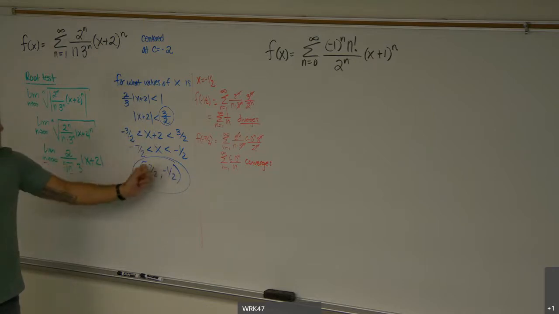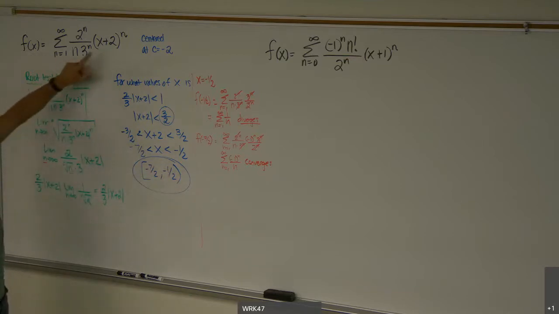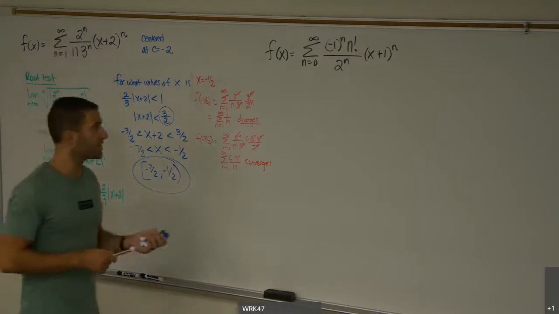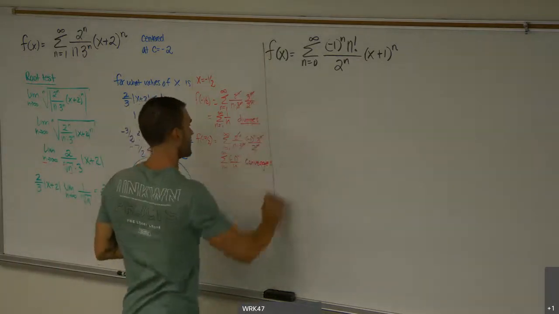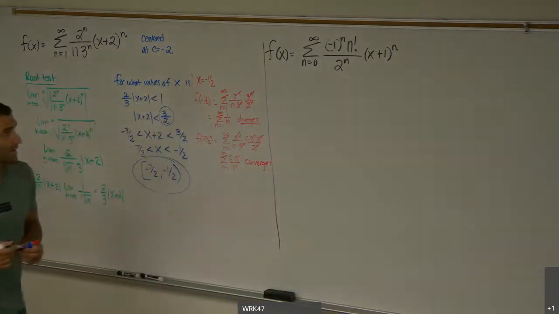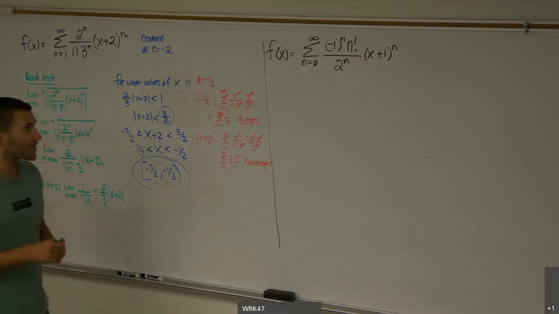If I replace x with 1, though, or even 0, we'll use 0 as an example. 0 is outside of this interval. And that tells me that if I replace x with 0, this is a divergent series. And so we're answering something about the convergence of a series, given certain values of x. And so let's just do one more to really drive it home.